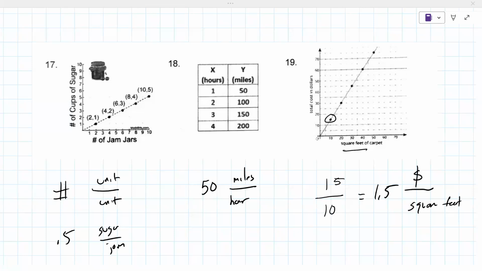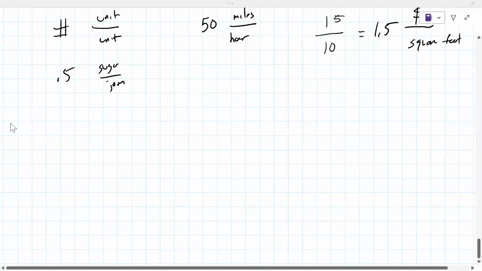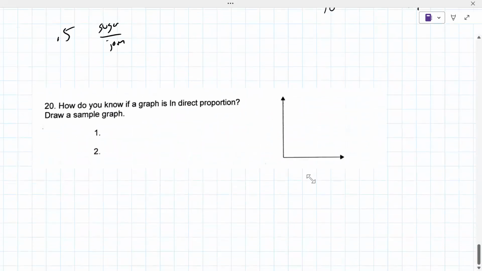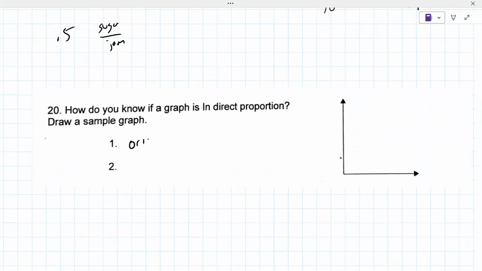For number 20, I sort of have to give you the answers unless you already know them for direct variation. Not really. So it'd be good to know. The first thing is that it has to go through the origin, so it has to start there. And then it has to have positive slope. There's the sample graph.